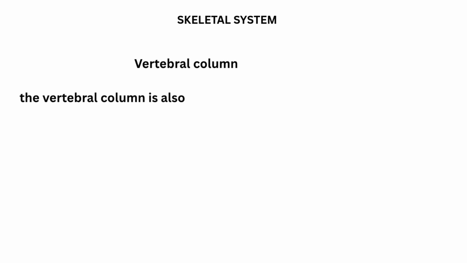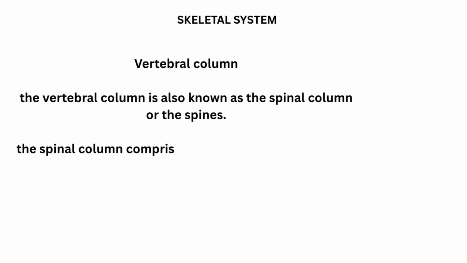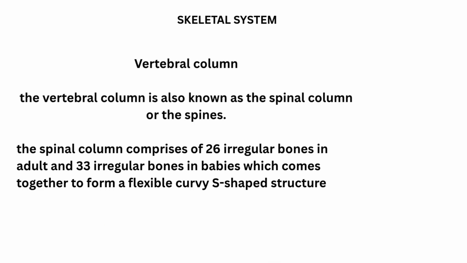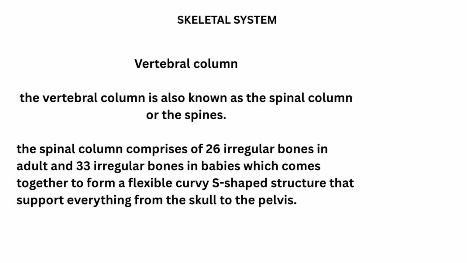The vertebral column is also known as the spinal column or the spine. The spinal column comprises 26 irregular bones in adults and 33 irregular bones in babies, which come together to form a flexible, curvy S-shaped structure that supports everything from the skull to the pelvis.